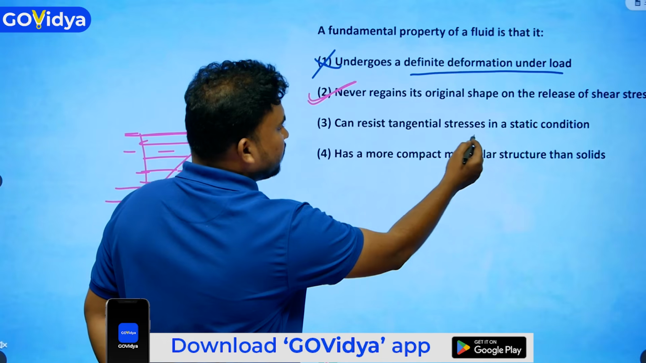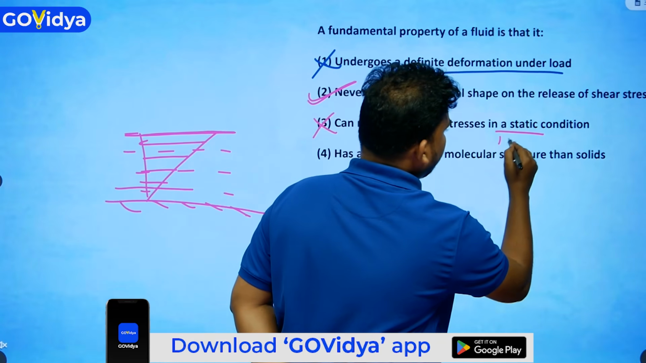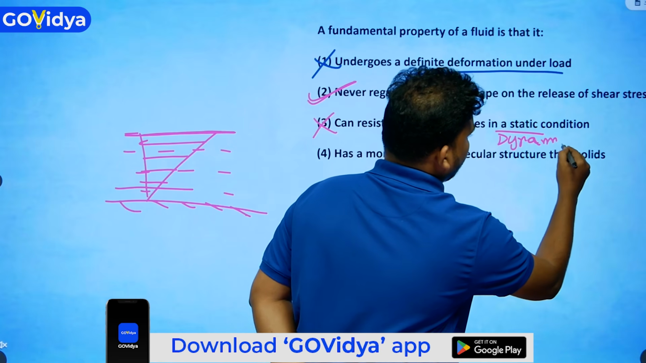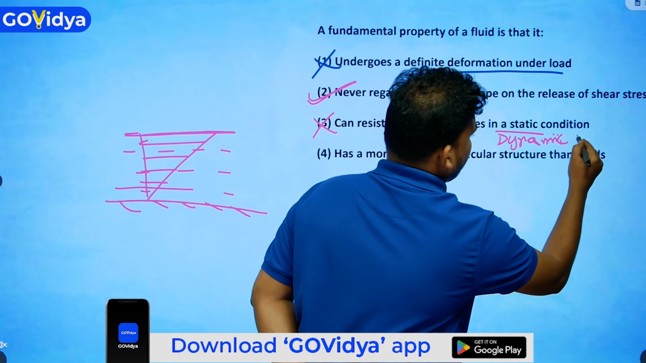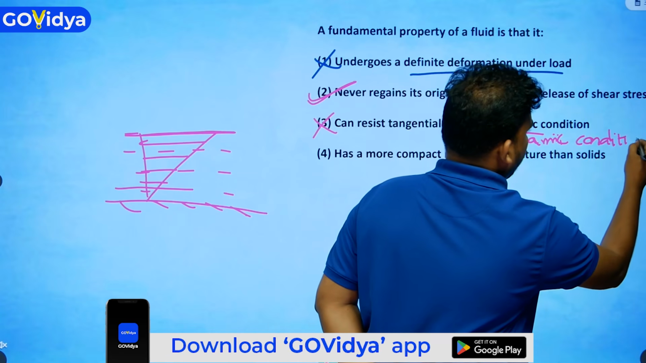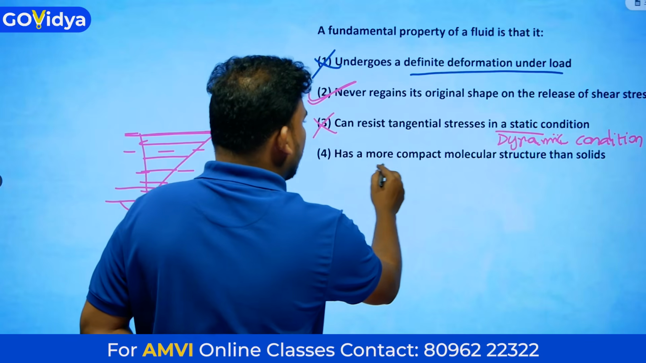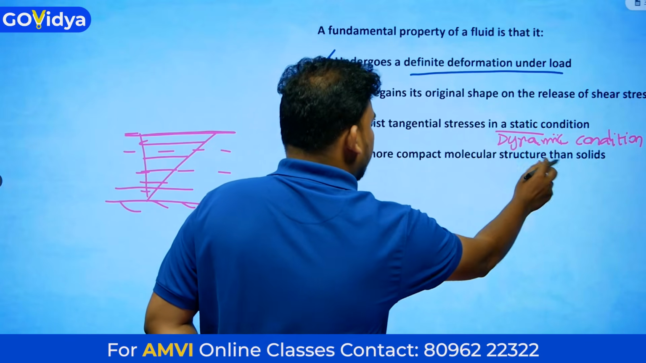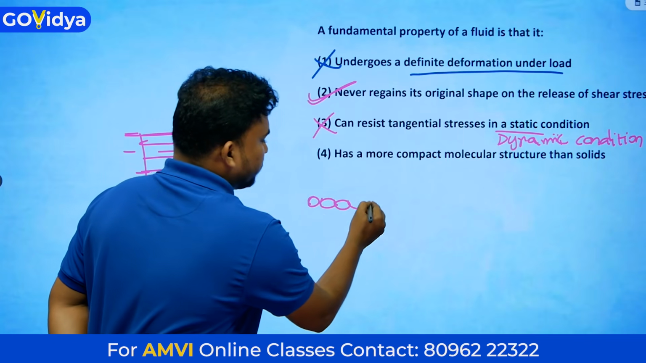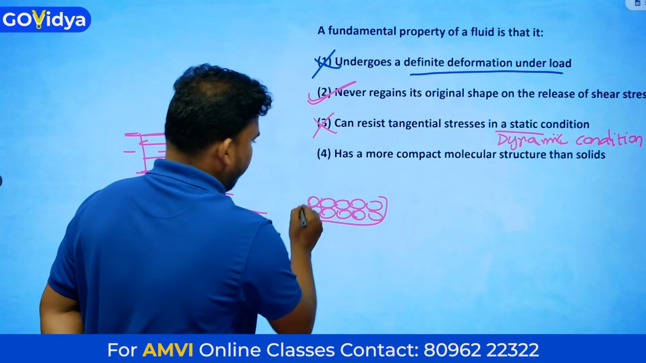Can resist the tangential stress at the static condition? No. In dynamic condition it is true. In dynamic condition this statement is true. 4th option, has more compact molecular structure than solids. No, solids are more compact, right? Because cohesive forces are more in solids rather than in liquids, right? Okay, this is the correct answer.